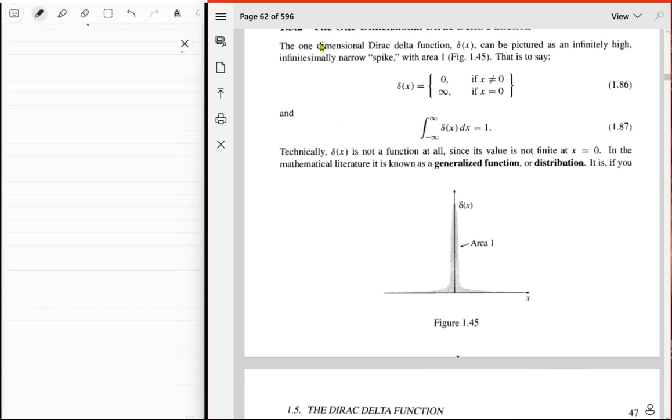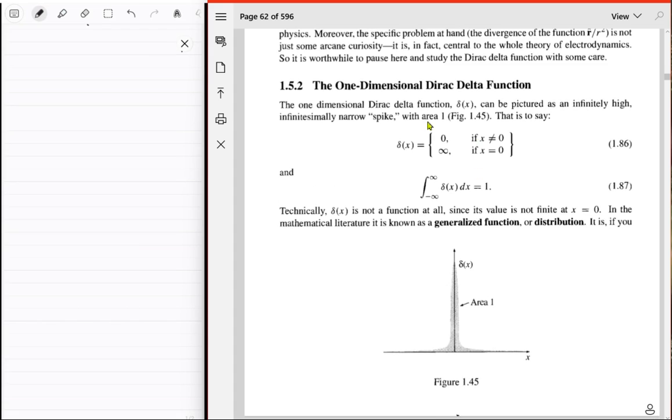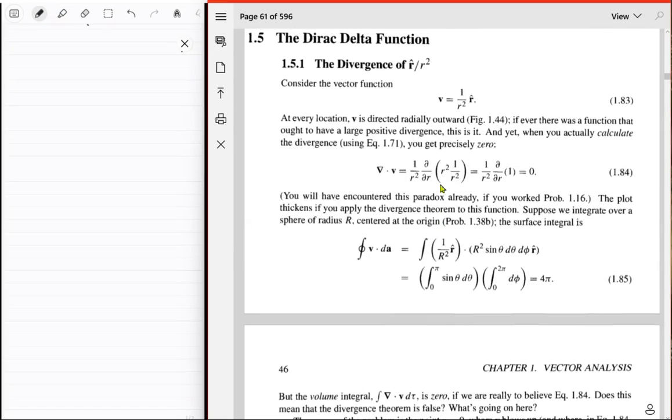So let's start the one-dimensional direct delta function. Wait, this is the one-dimensional one. Okay, I just want the direct delta function. So it starts off with the divergence of r hat upon r squared. Consider this vector function. At every location, v is directly radially outwards. If there was a function that ought to have a large positive divergence, this is it. And yet, when you actually calculate the divergence, you get precisely zero.